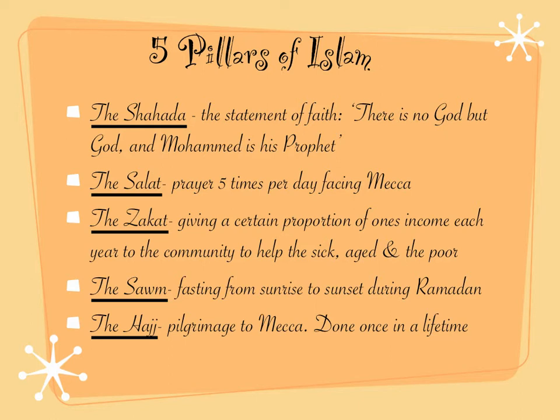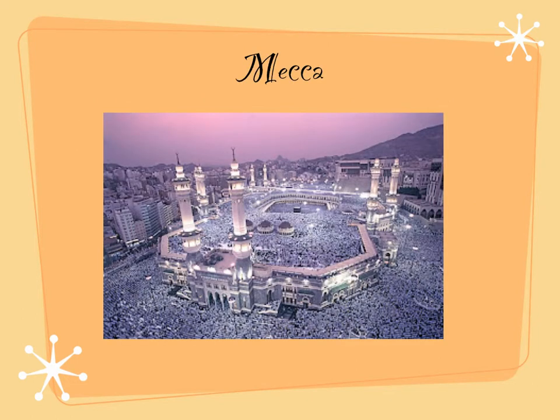Then there's the zakat, which is giving a proportion of one's income each year to help the community, so sick, aged and poor. It varies, but it's usually somewhere around 2.5% of your income. The Sawm, which is fasting from sunrise to sunset during Ramadan. And also we've got the Hajj, which is completing a pilgrimage to Mecca, which is done once in a lifetime, remembering that Mecca is a very holy city in Islam, so it's very important for Islamic people to complete that pilgrimage. Okay, so there's the image of Mecca with, as you can see, what is probably hundreds of thousands of people that have gone there on a pilgrimage.